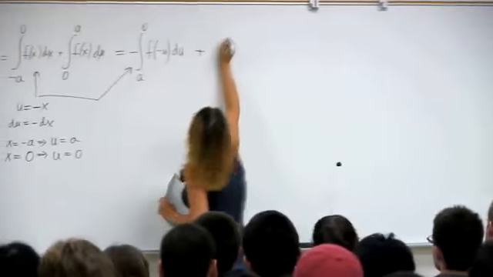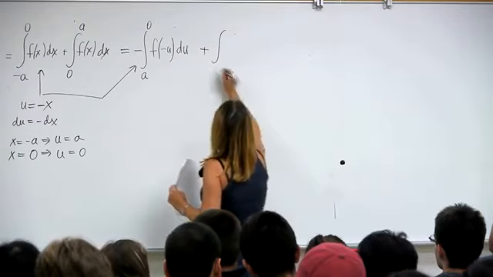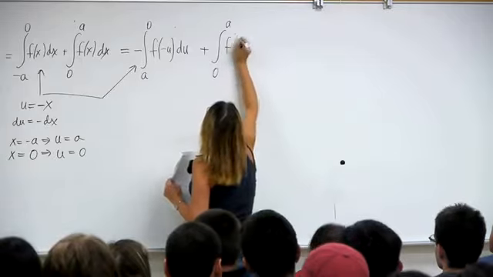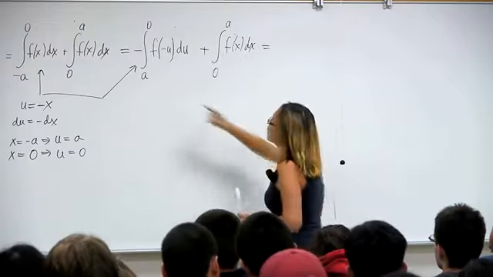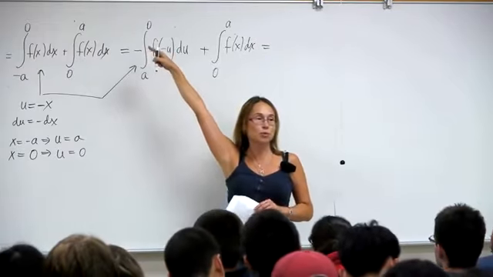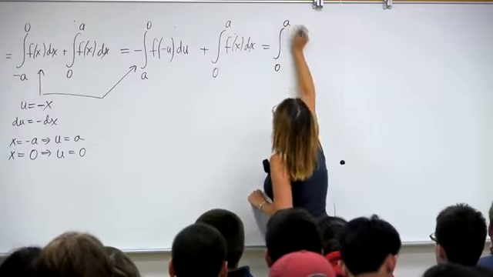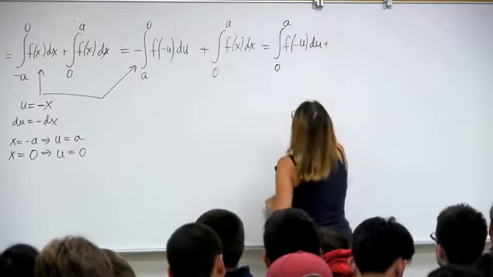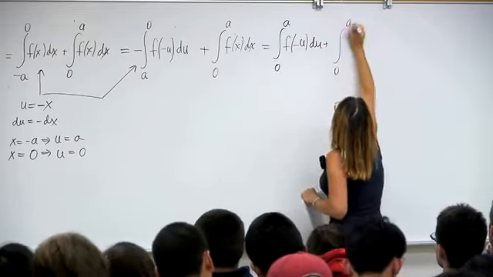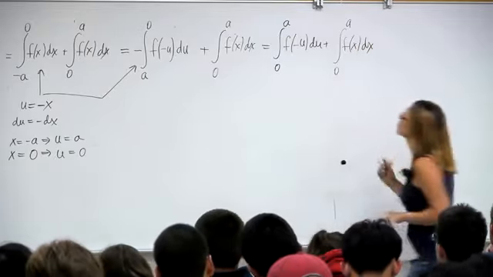So that's the first one, and the second one is from 0, oh, sorry, from 0 to a, f of x dx. Now here, I want to flip the limits. So I go from a to 0, and I flip the sign. So I go from 0 to a, f of minus u du, plus the integral from 0 to a, f of x dx.